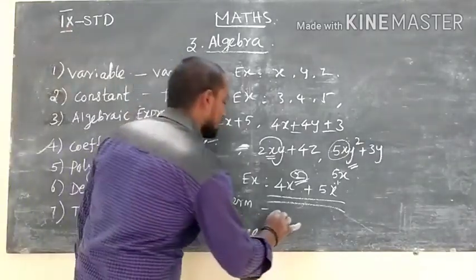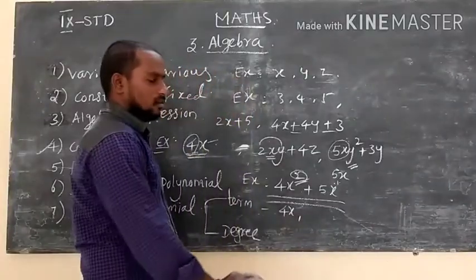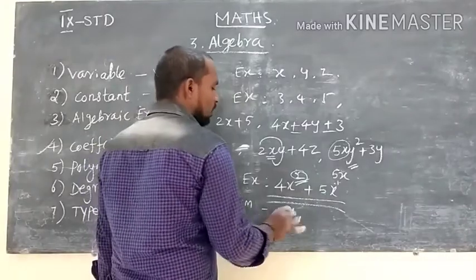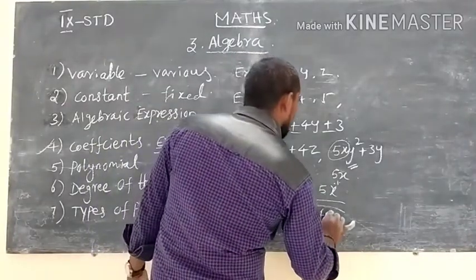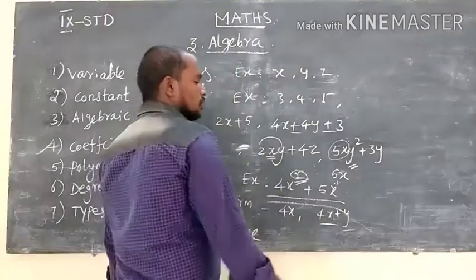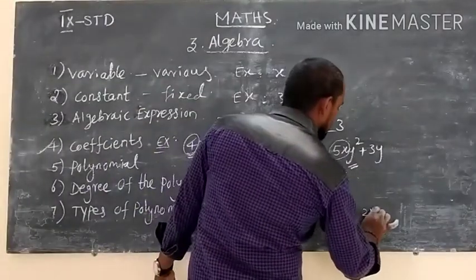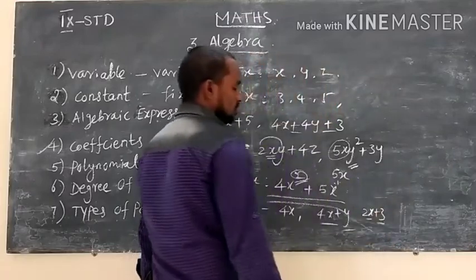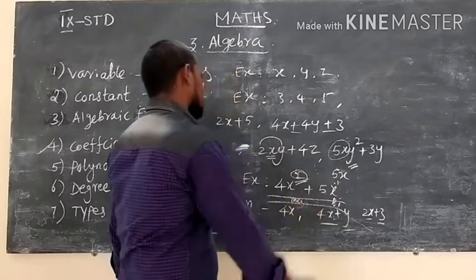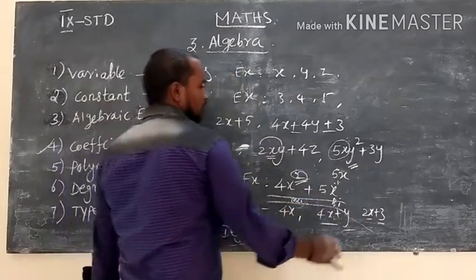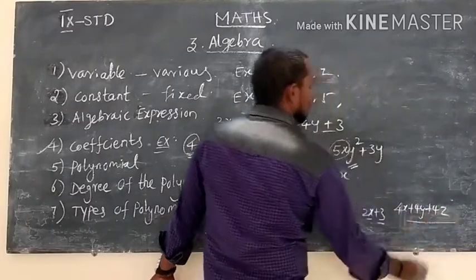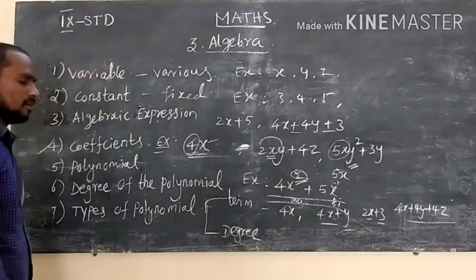The example of a monomial is 4x, or 4y, 6y. Any one, so only one term. The binomial example is 4x plus y, which has two terms. Or 2x plus 3. This has two terms, so it is a binomial. This is a monomial. Trinomial means three terms, for example 4x plus 4y plus 4z. This has three terms. This is a trinomial example.